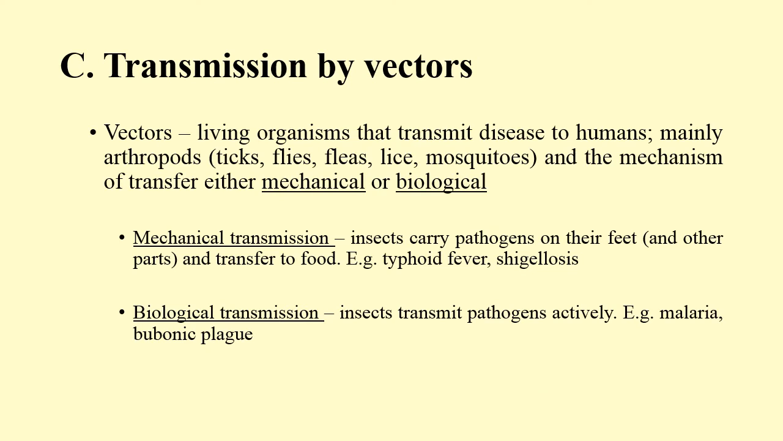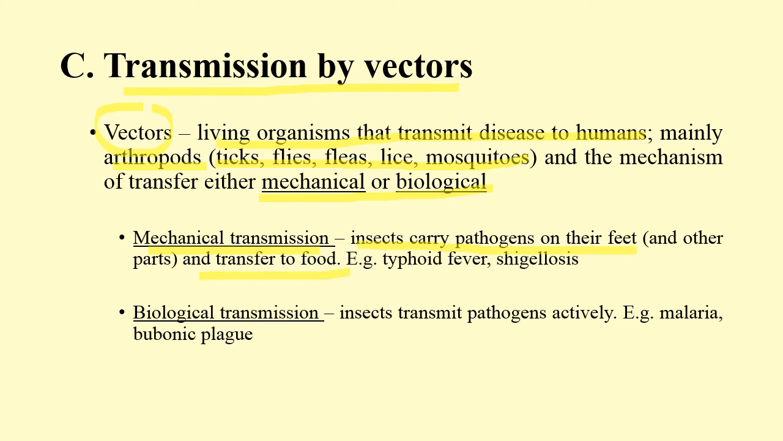Okay, the last one is transmission by vectors. A vector is a living organism that transmits disease to humans and is mainly an arthropod, which can be ticks, fleas, flies, lice, and mosquitoes. The mechanism can be either mechanical or biological. Mechanical transmission means the insect carries the pathogen on its feet or other parts of the body and transfers it to the food.